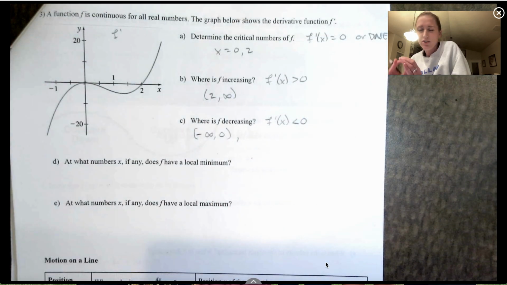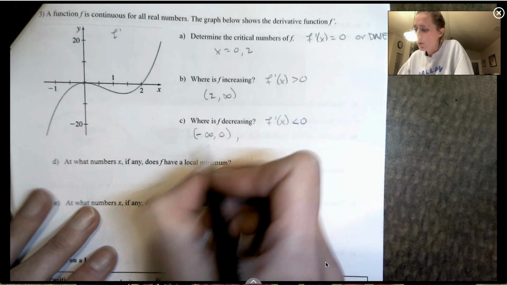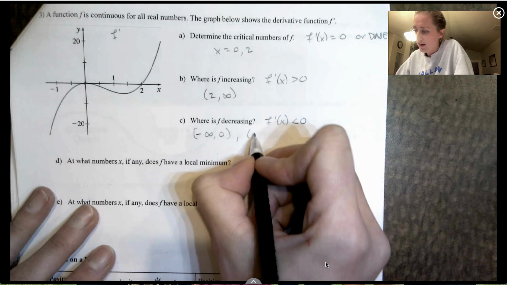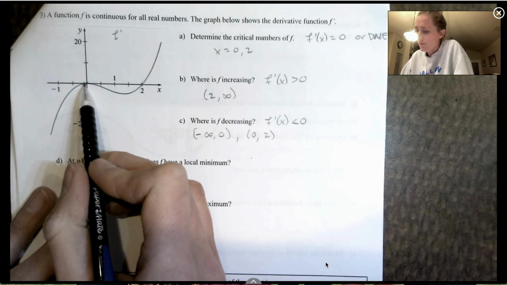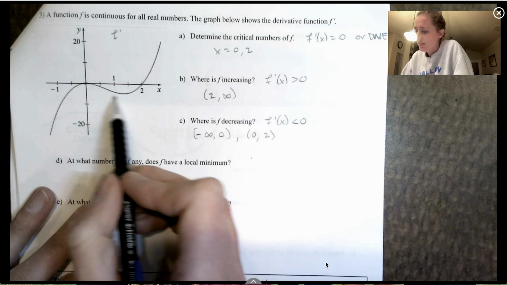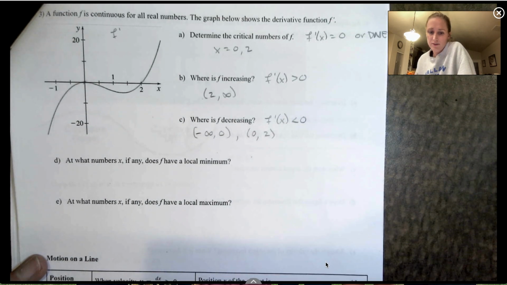So I have 0 as a point where it's no longer increasing or decreasing. It's the point where it switches. So we're not going to include it in either. We're going to start a separate interval. Okay, so it's less than 0 up to 0, and then stays less than 0 to 2. So these would be the two intervals of decrease.